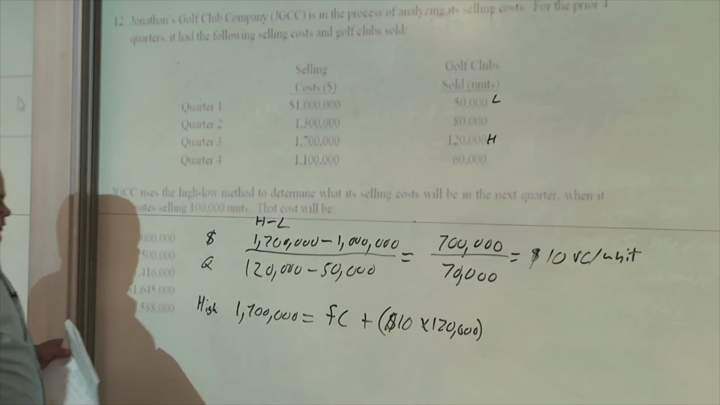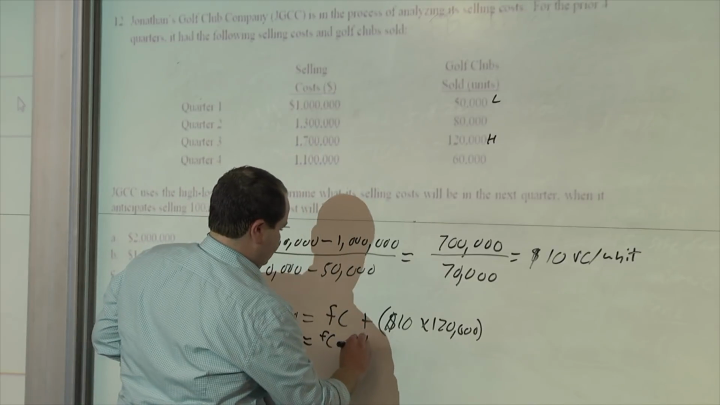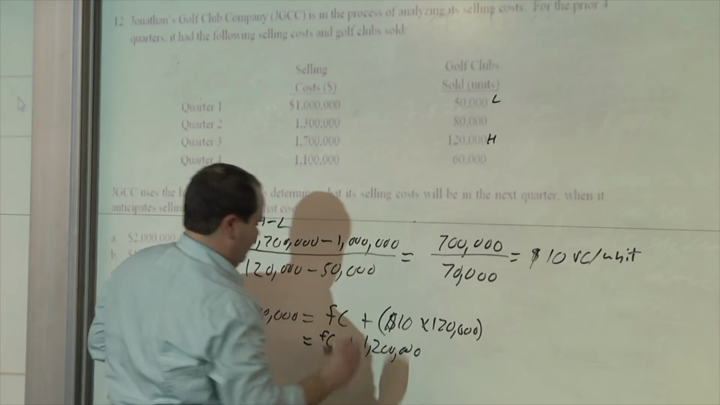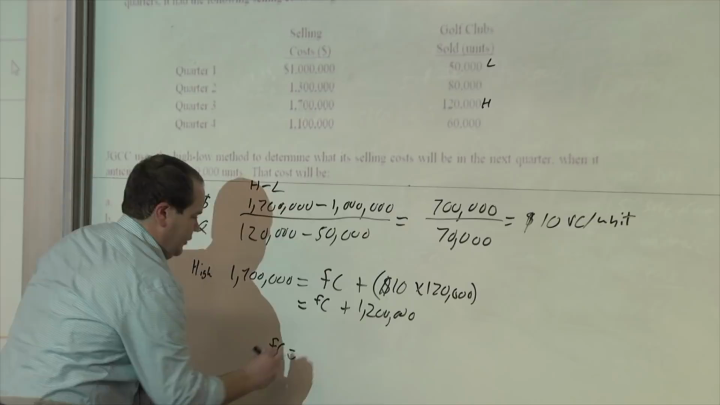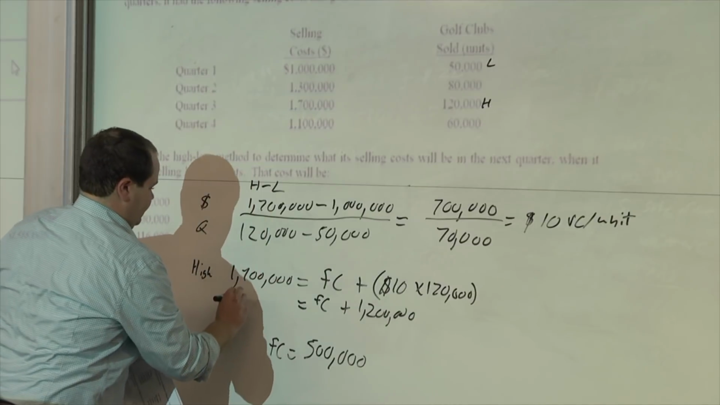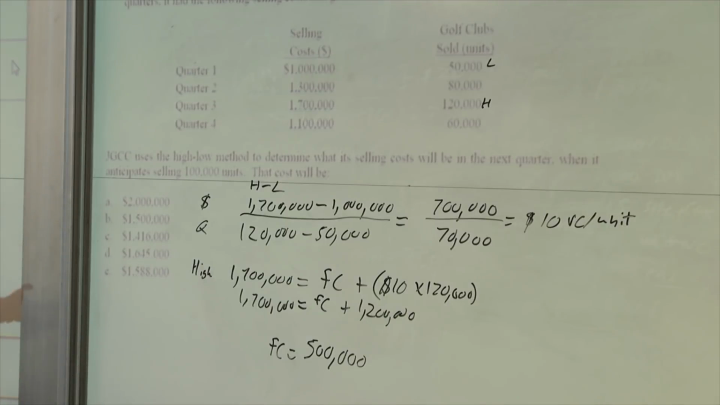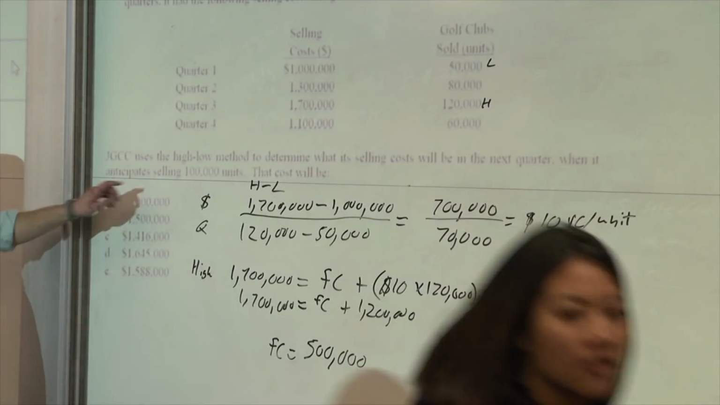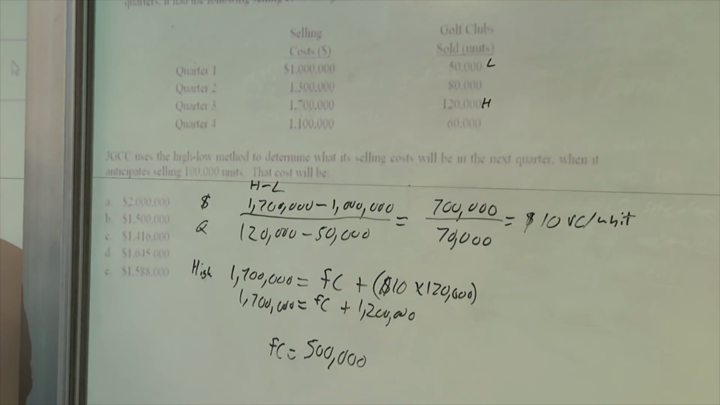Okay? So this is what the total cost equation looks like. We want to solve for the fixed cost. So if we do that, 0.7 million, fixed costs plus 1.2 million, and we get over here, fixed costs 500,000. Okay, so just do a little algebra and solve for your 500,000 in fixed costs. Why do we need all that? It's because we're trying to anticipate what's going to happen next quarter when we sell 100,000 units. But now that we've done all this, we have the pieces that we need.